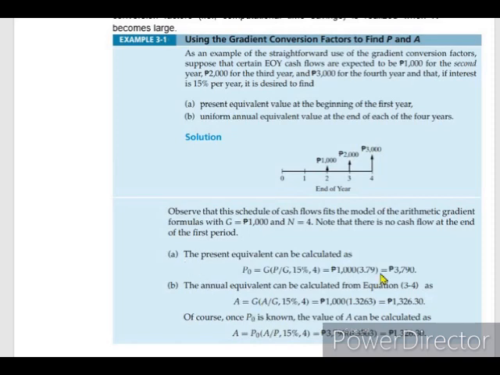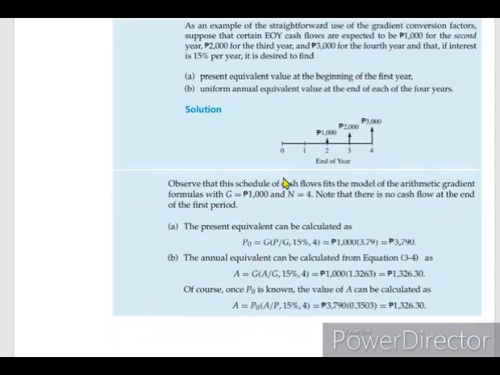So, sa una, the present equivalent can be calculated as this. So, gamit lang yung formula guys sa taas. Or tingin tayo sa appendix. So, P sub 0 is equal to, yan, G. Yan, finding P given G. Okay, so siya ay 3.79. Kasi ang given dito guys, ang ginamit na G, yung nasa 2. Okay, yung 1,000.